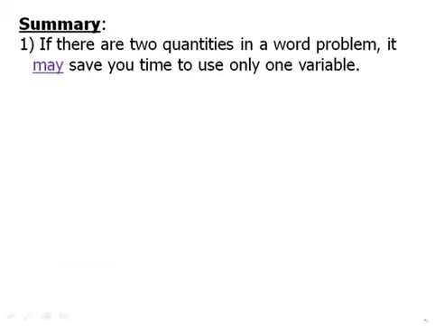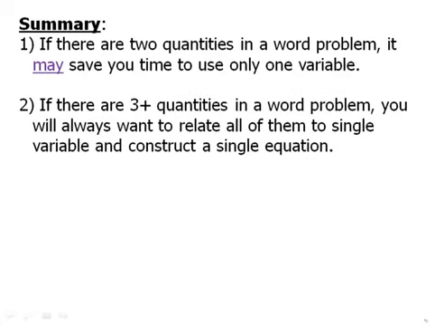In summary, if there are 2 quantities in a word problem, it may save you time to use only one variable. And again, remember, this is very much a matter of personal choice. You need to experiment for yourself. Try it with 2 variables, try it with 1 variable, do that on several word problems, find out what works best for you, and then go with that. If there are 3 or more quantities in a word problem, you'll always want to relate all of them to a single variable and construct a single equation.